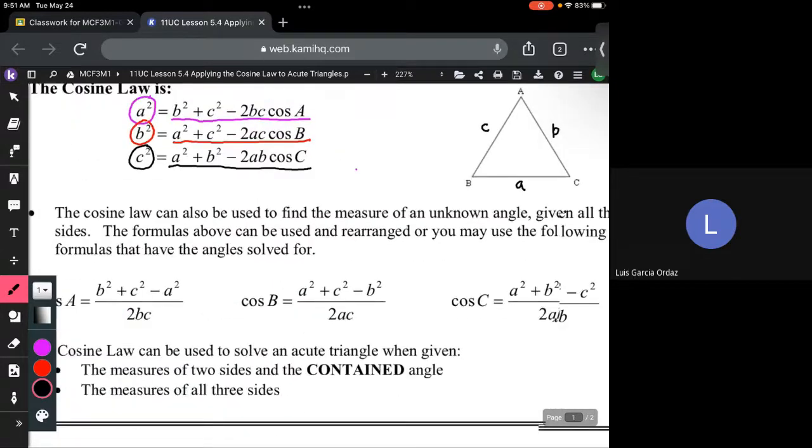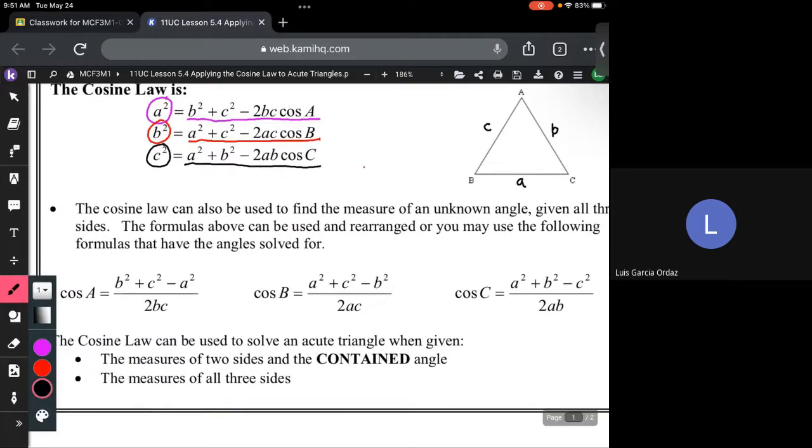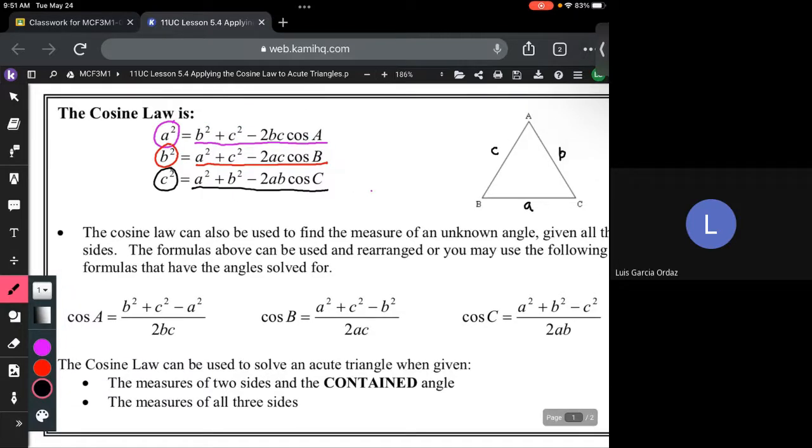And then when you're finding the angle, all you're doing is basically taking the 3 formulas we took up top and just isolating for cos A, cos B, and cos C. So to find angle A, all you're doing is taking b squared plus c squared minus a squared and dividing it by 2bc. Cos B, you have your formula, and cos C, you have your formula as well.